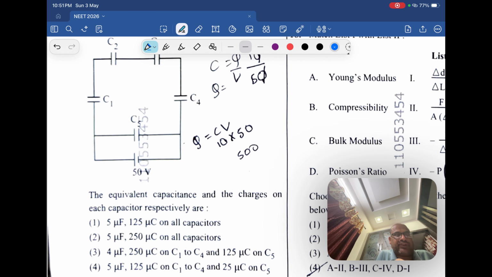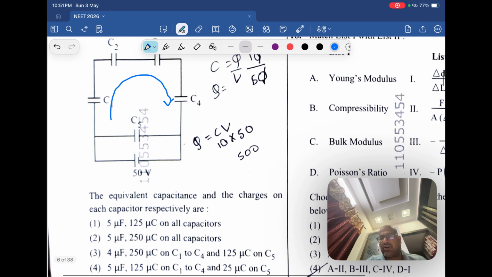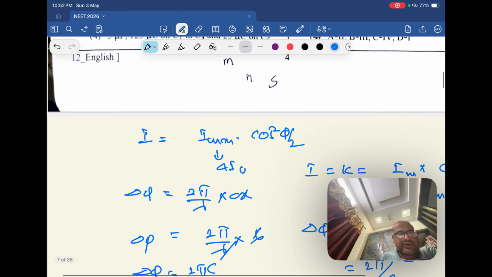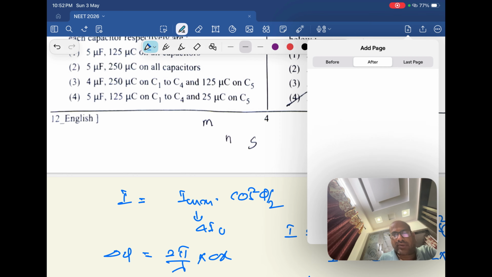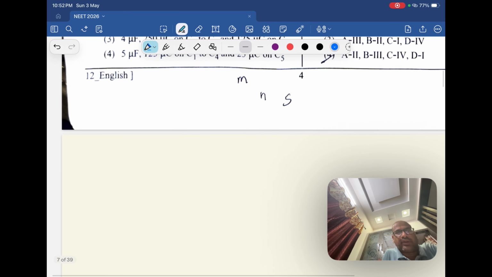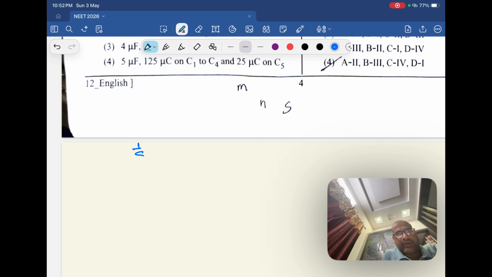If you see this, these all are how, beta? They are in series. In series all are identical, right? So when identical, what is the capacitance formula? 1 by C in series is 1 by C1 plus 1 by C2 plus 1 by C3 plus 1 by C4. So 1 by C equivalent is 4 by C. Do you agree? So 1 by C equivalent is 1 by C, 4 times repeating. So C equivalent will be C by 4.